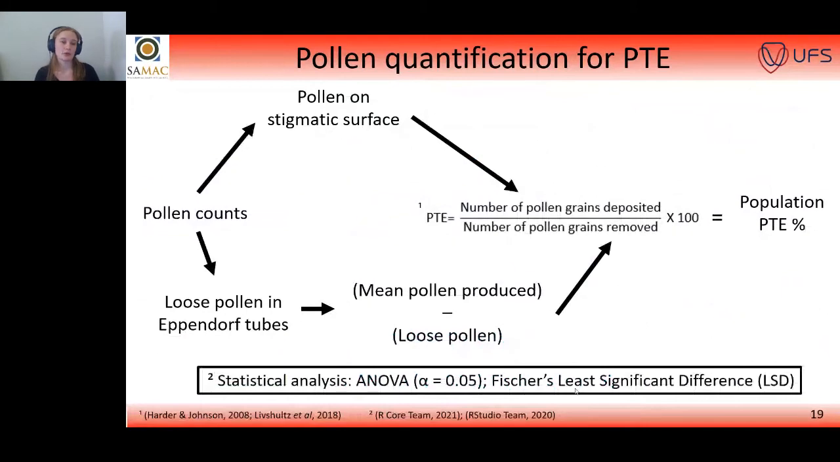2 different pollen counts were done for each individual flower. As I said, the loose pollen within the Eppendorf tubes was counted, as well as the pollen that occurred on the stigmatic surface of that flower. Those 2 values were then used to calculate a population PTE percentage for each of the farms.